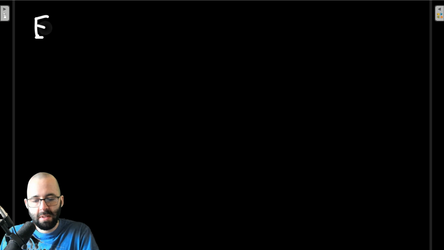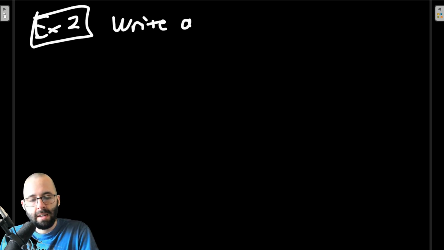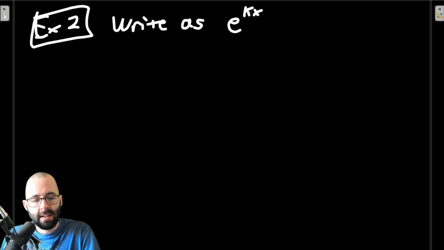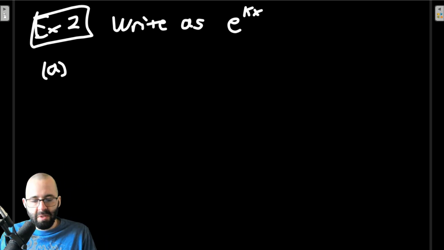Example 2, simplify and write as e to the kx. All right. So we'll talk a little bit about what that means, but essentially it's going to mean simplify it and write it in this nice form to prepare us for the next section. All right. So let's go over here.